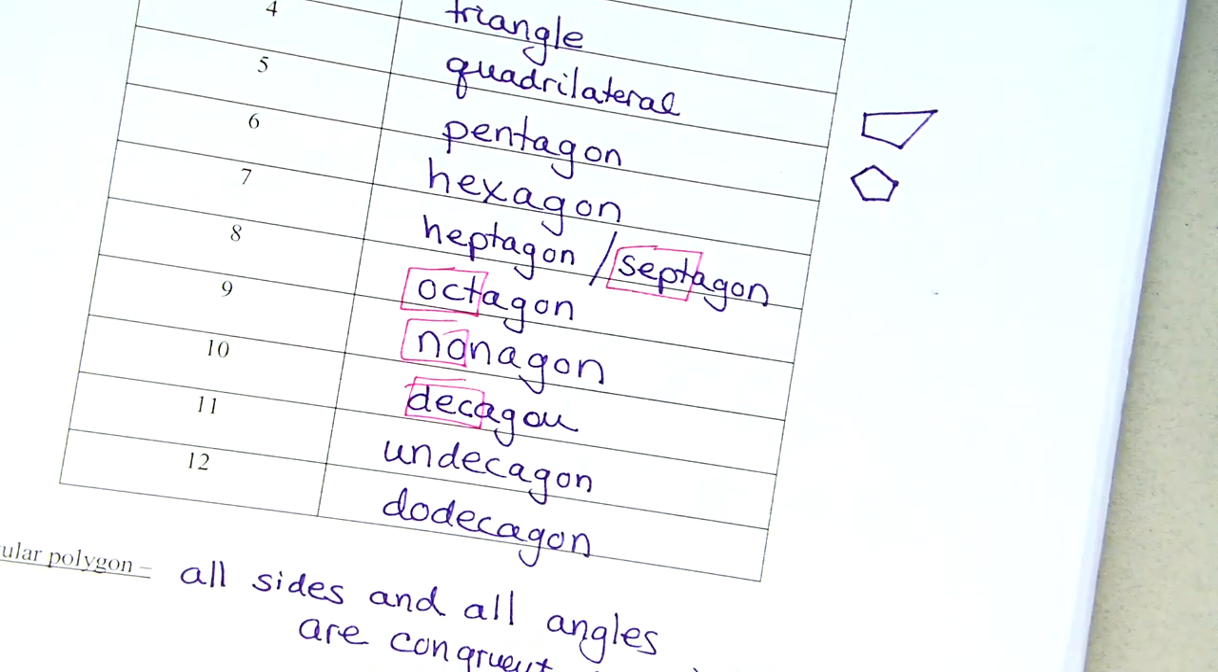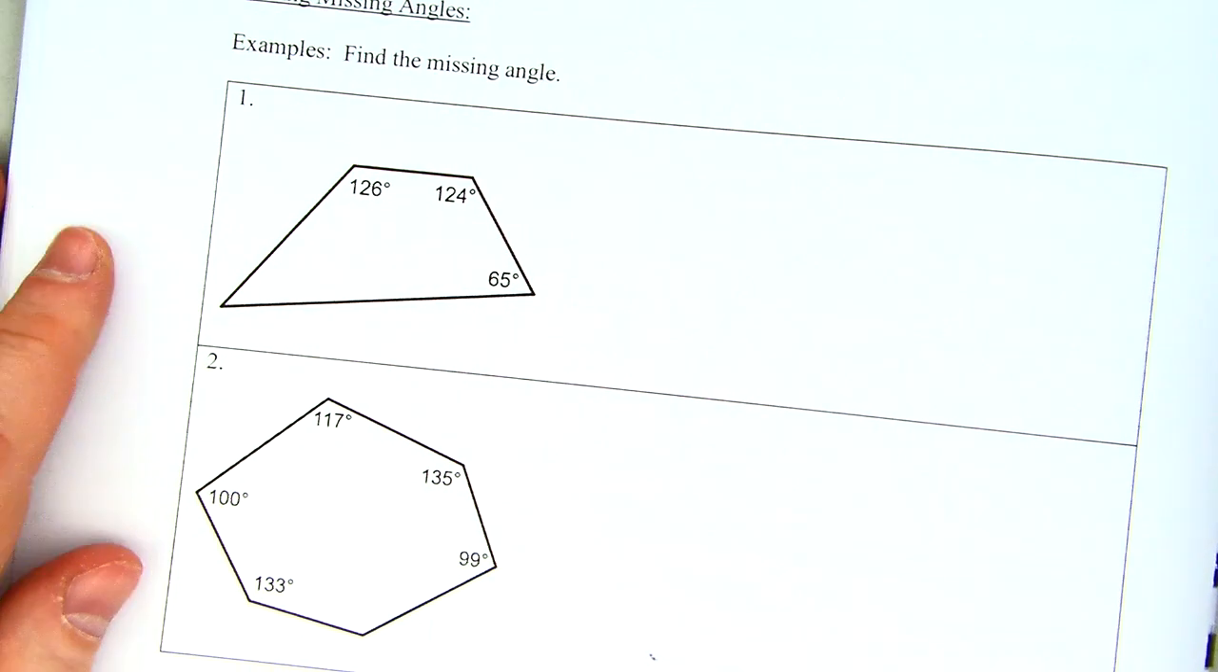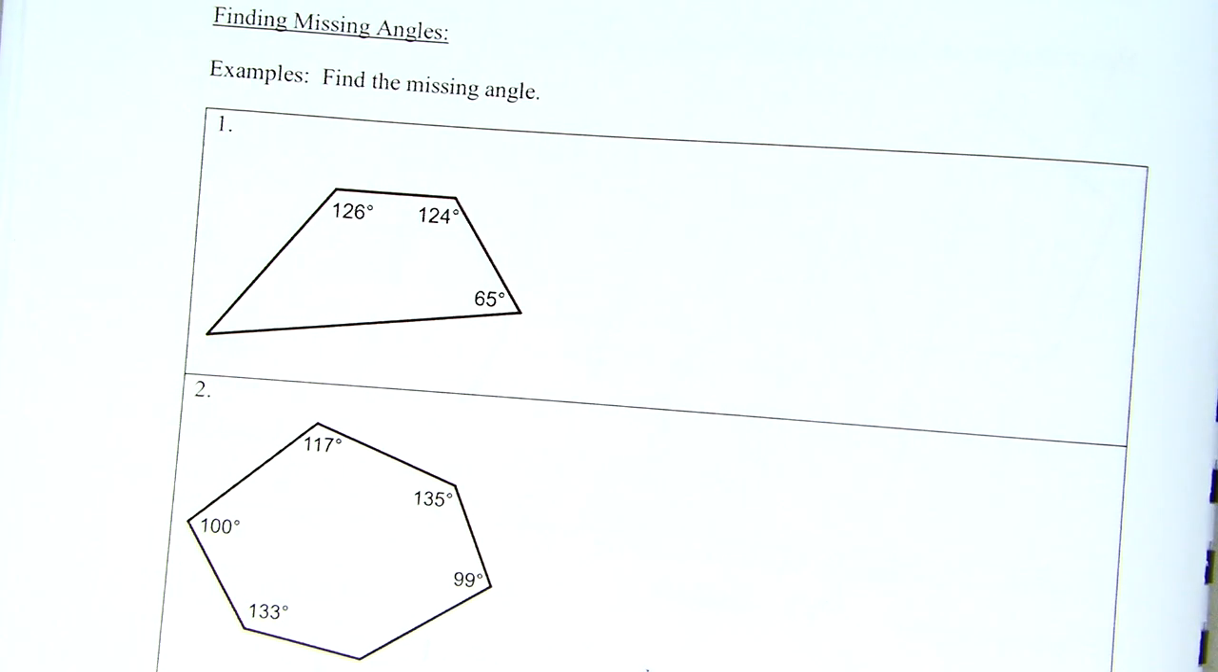The other half of the homework, though, will involve us using this to find some missing angles. So I want to go to page 82. We actually only have 2 more examples we're going to do in the notes.